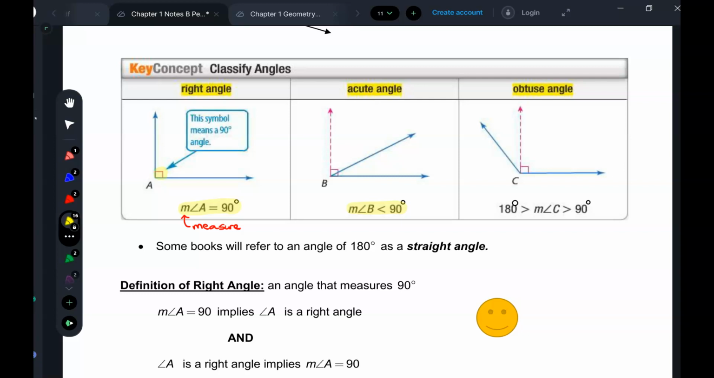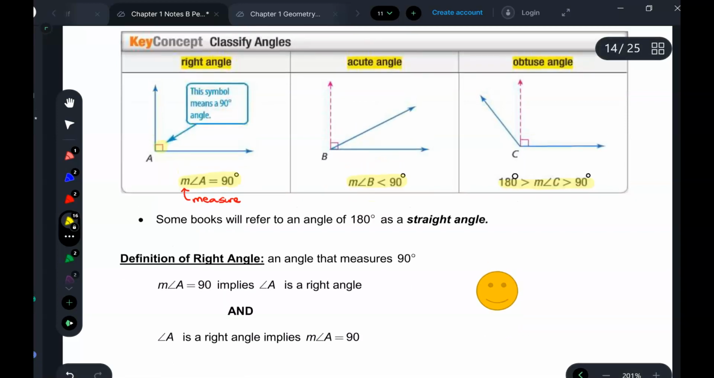Okay, and then what if it's between 90 and 180? We call that obtuse. Okay, so right is 90, less than 90 is acute, bigger than 90 is obtuse.